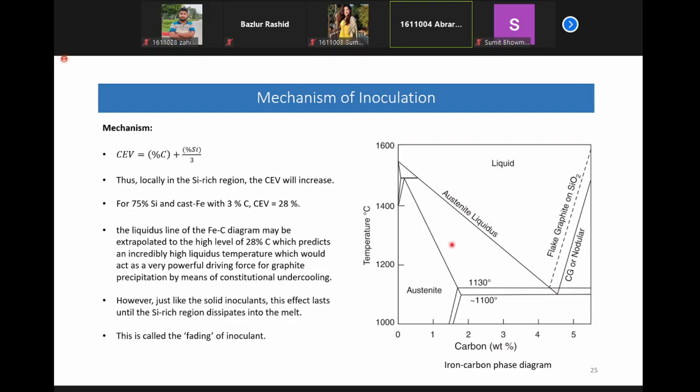undergoing constitutional undercooling. So they framed it as artificial constitutional undercooling for the duration of which the silicon content within that region remains high. In that localized region, the driving force for graphite precipitation increases, and as a result, we get the nucleation of graphite. But just like solid inoculants, once they dissolve, the effect of the inoculant fades away. Similarly, as the silicon region dissipates into the liquid, it also fades away, just like any other inoculant.